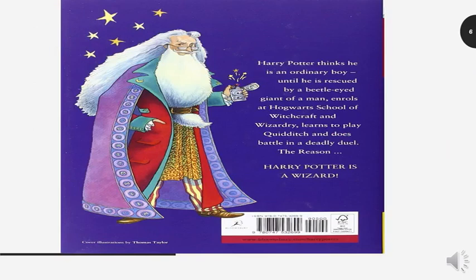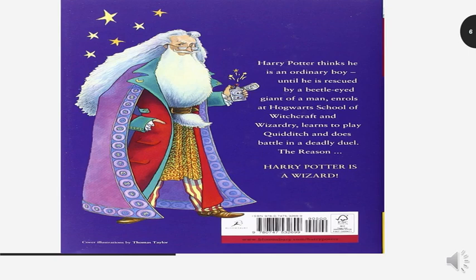Here we have an example for blurbs. It's the back cover of a very well-known novel that was later made into a movie, Harry Potter. So what did the author write at the end of this? Let's see and find out.